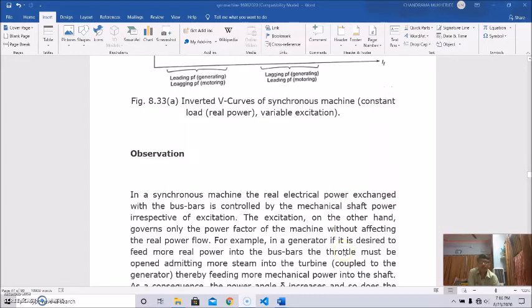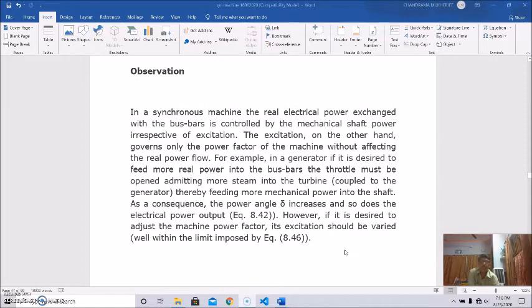It is observed that in a synchronous machine the real electrical power exchange with the busbars is controlled by the mechanical shaft power irrespective of excitation, and the excitation on the other hand governs only the power factor of the machine without affecting the real power flow. For example, in a generator, if it is desired to feed more real power into the busbars, the throttle must be opened, admitting more steam into the turbine coupled to the generator, and thereby feeding more mechanical power into the shaft.